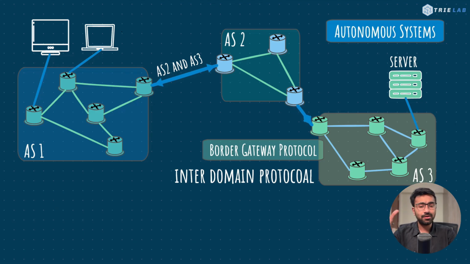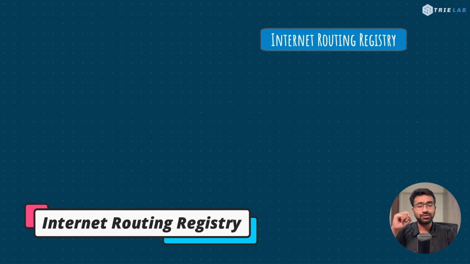With that said, we also need to find out that the server actually resides on autonomous system 3, because the clients only know about the IP address of the server. So we have figured out how autonomous system 1 can route to autonomous system 3. It knows about the path, but how do we figure out that the server's IP resides on autonomous system 3? For this, we need to contact the internet routing registries.